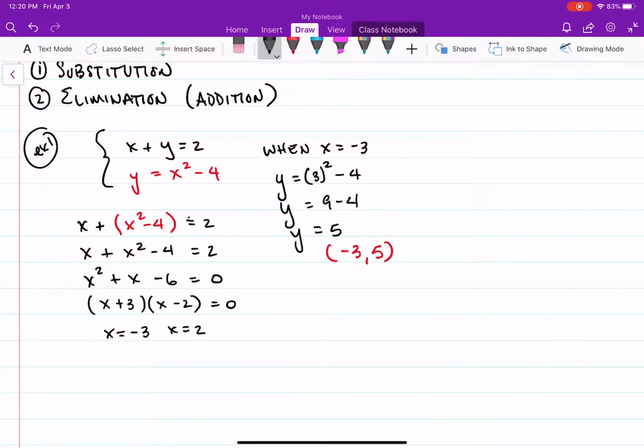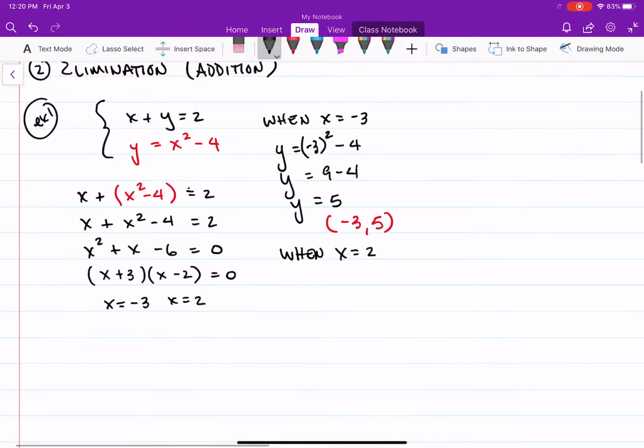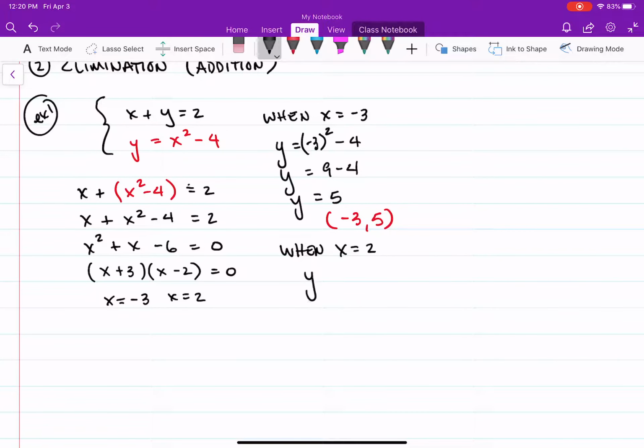What about when x equals 2? Actually, sorry about that, guys. I forgot this part. This is -3 squared. Still going to come up to be the same answer. But what if x is equal to 2? Well, y is equal to 2 squared minus 4.